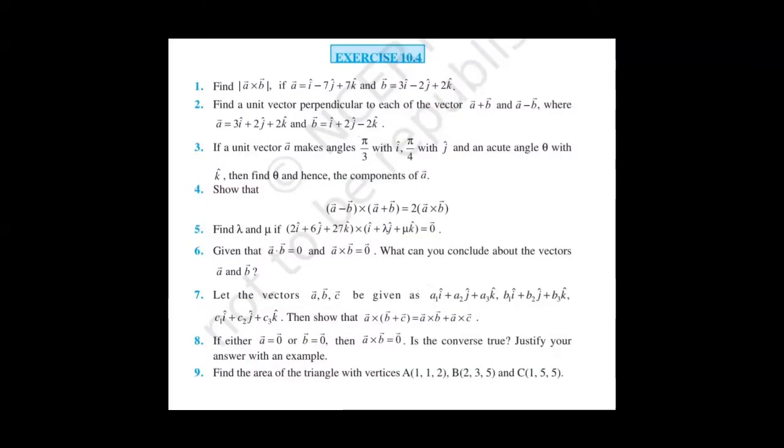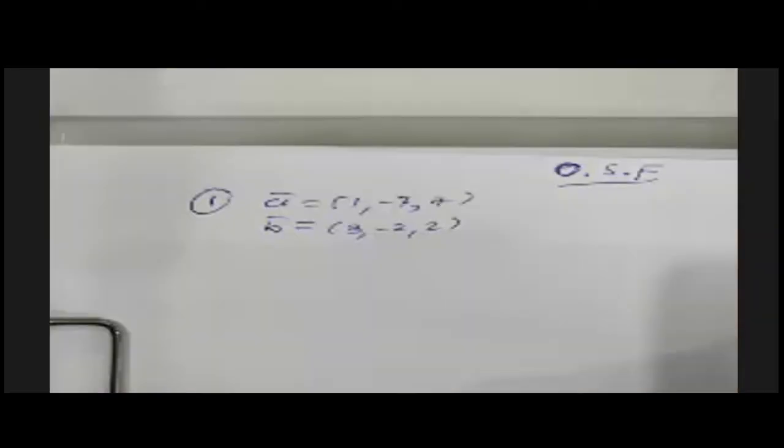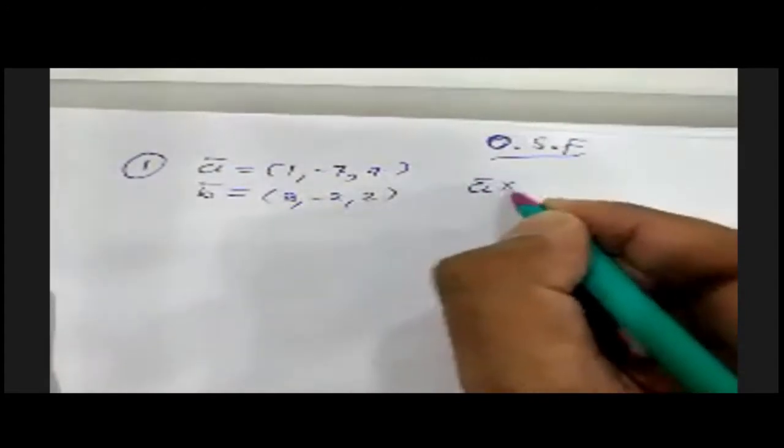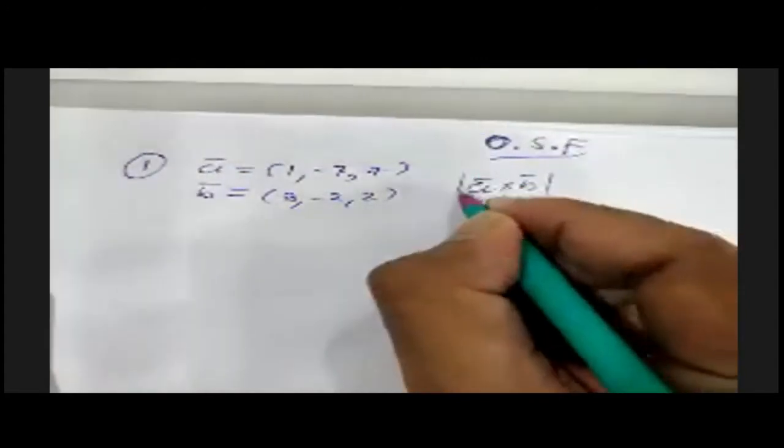So question number 1 says: find the magnitude of A bar cross B bar. Here the cross product is given, where the value of A bar is 1, minus 7, 7, and the value of B is 3, minus 2, 2. Let's solve it.